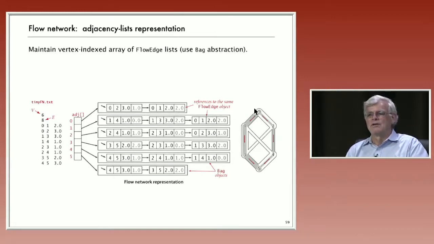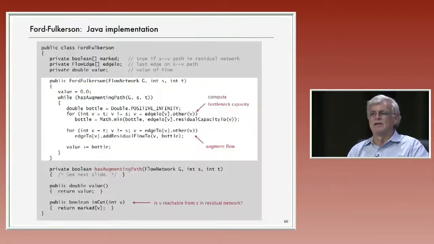So flow network has got flows in it, that's the gray, and it's got capacities, that's the white, and otherwise it's kind of similar to our undirected graph representation. But when we're processing the graph, we use residual capacity to make it work in the residual graph in the natural way. So this is the implementation of the Ford-Fulkerson algorithm.